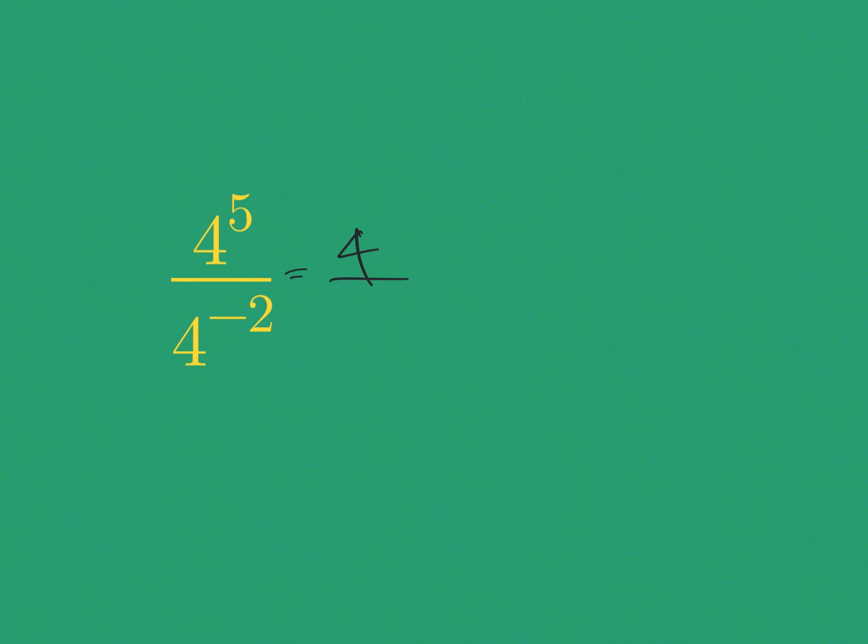And again, we're back in a similar scenario here. We're going to have 5 minus negative 2. 5 minus negative 2. And minus a negative becomes a plus, so really this just becomes 4 to the 7th power. You can put the 1 on the bottom, or you could be without it. 1 on the bottom is always understood. So 4 to the 7th power, final answer.